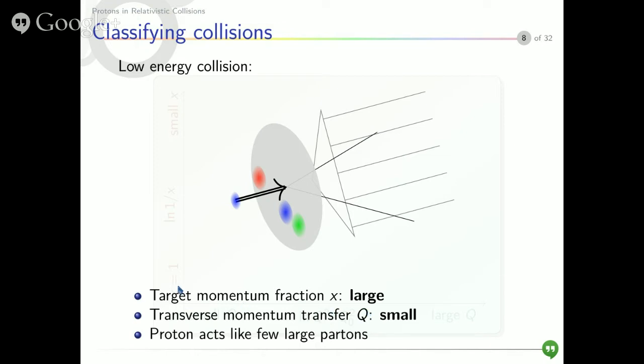And so in this limit, when the energy is low, x is large, q is small, the proton acts like just a few large partons. So the number of particles in it is basically small. For a certain value, it might actually be 3, and this is where the idea of the 3-quark model comes from. When people were first starting to investigate the proton structure in the 50s or 60s maybe, they were working in a low energy regime, and protons acted as if they were made of just 3 particles, 3 quarks in those days.